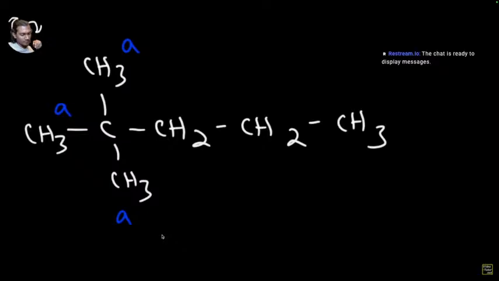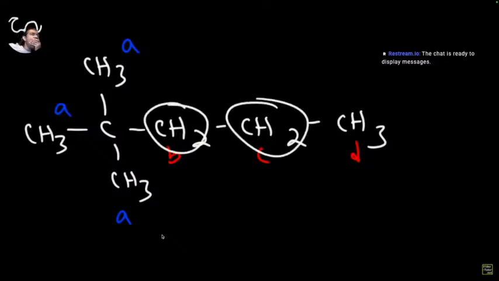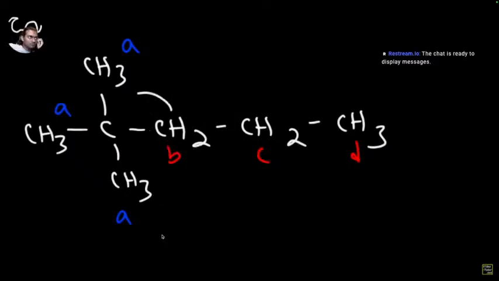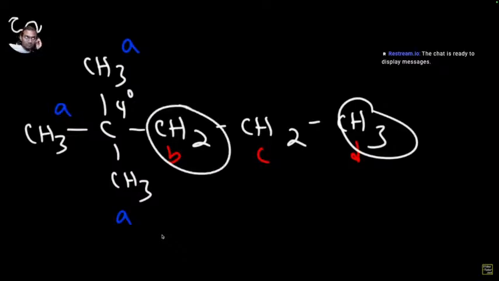Now, everything else is going to be different. This is going to be signal B, C, and D. As you can see, these 2 CH2 groups are not the same. They don't have the same chemical environment. This one is close to the quaternary carbon, and this one is further away, but it's adjacent to the methyl group. This one is not adjacent to the methyl group, so they're different.